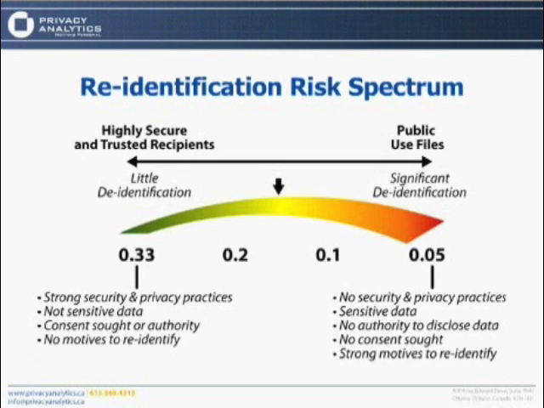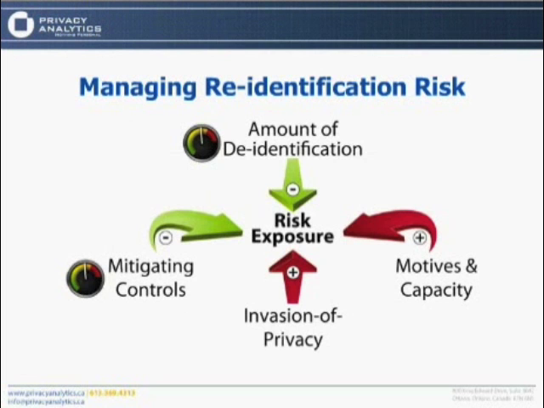At the other end of the spectrum is a 0.05 probability, which is used when you have a high-risk transaction, such as a public release of data on the web where there's no security and you have no idea what individuals will do. For the values in between, we look at 3 factors shown here: mitigating controls, invasion of privacy, and motives and capacity, to decide which one of those 4 bins you should use. If you're not at the highly trusted level or the public data release, then which of the 2 thresholds in the middle should you use?